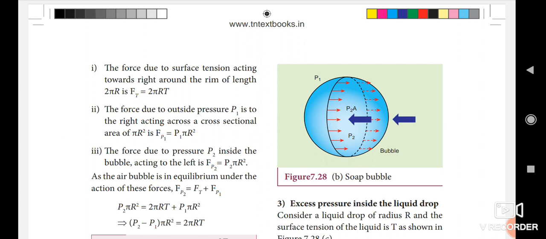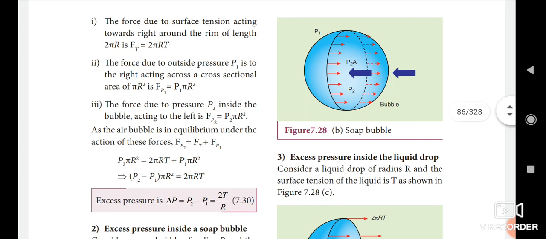Now consider the force due to the outside pressure. So the force due to the outside pressure P1 acts to the right across a cross sectional area. First one acts on the right side, and the second acts across the cross sectional area of pi r squared. Here the area is pi r squared. So the first one is the force due to tension, the second one is the force due to outside pressure. Here consider Fp1, which is equal to P1 pi r squared. Have you all understood? P1 pi r squared.